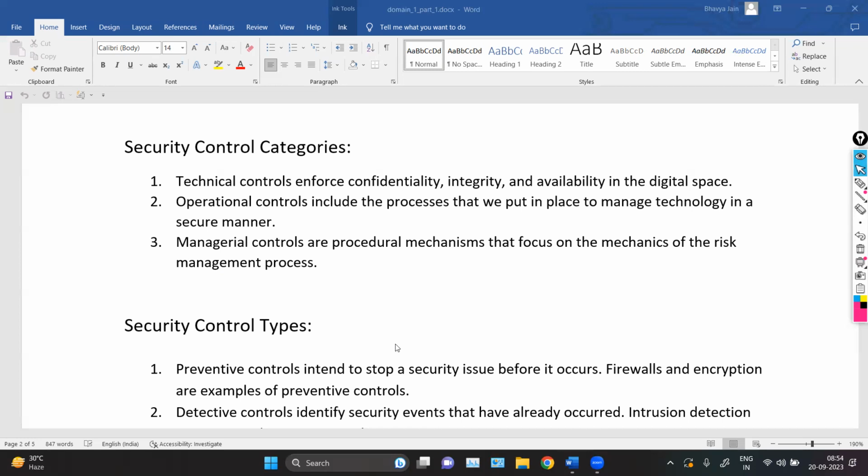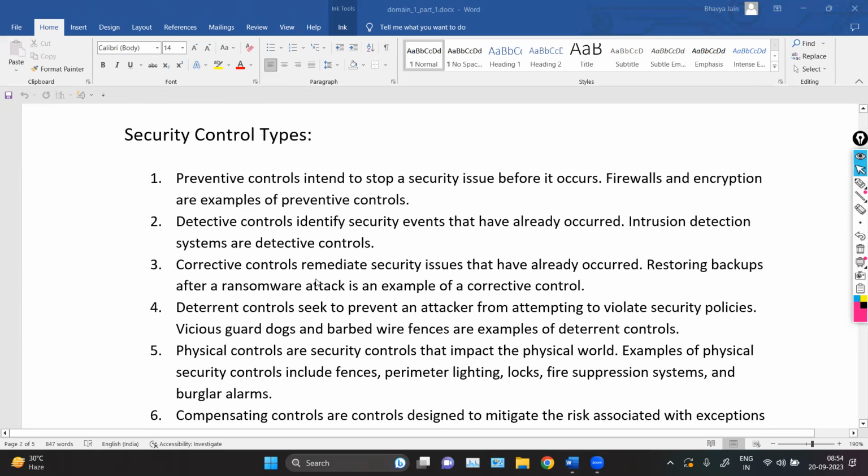But for now, risk management is the process of risk analysis and risk reduction. Risk analysis is all about identifying the security risk, and then managing or reducing the risk. So that is the security control categories.